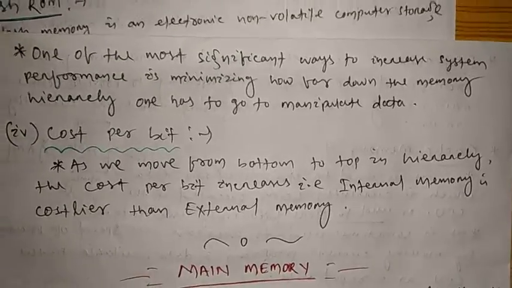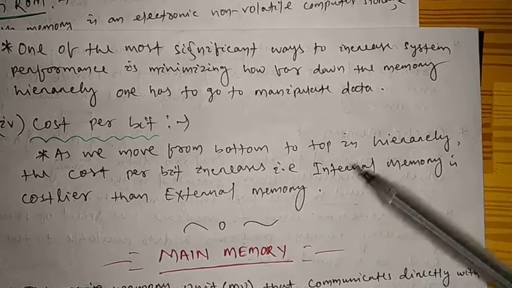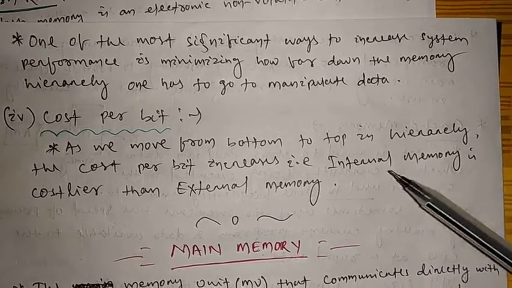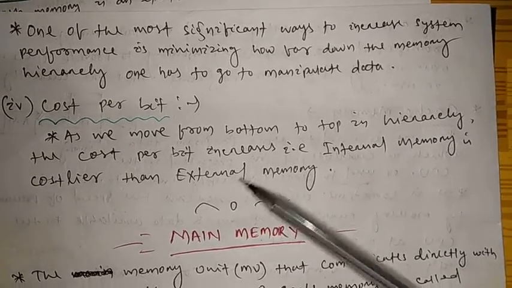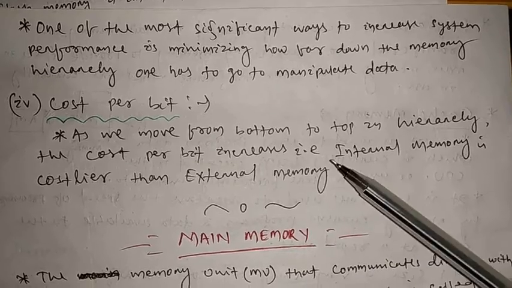Next one is what? Cost per bit. So cost per bit is what? As we move from bottom to top in the hierarchy, the cost per bit increases. That is, internal memory is costlier than external memory. Look, as we move from bottom to top in the hierarchy, the cost per bit increases.